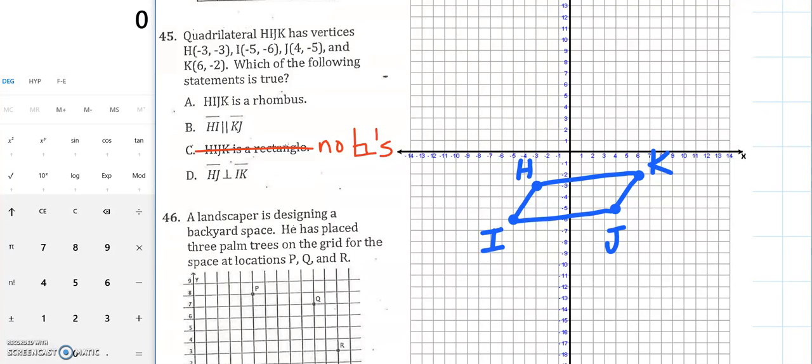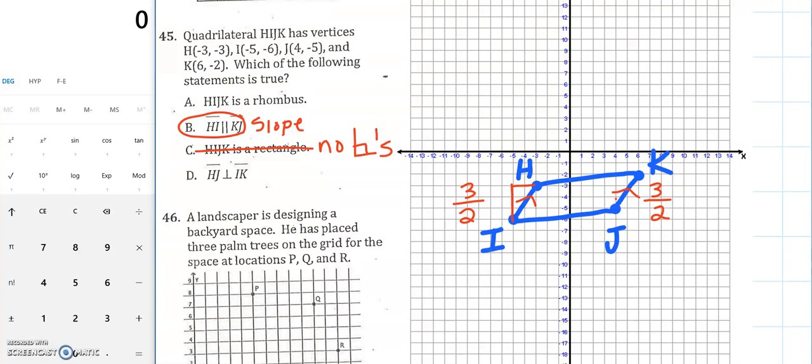Part B says HI, which is the left side, is parallel to KJ. Well, the way I would test that is by using slope. So let me check to see if the slope of the 2 lines is the same. Now I'm taking a look at HI. I'm going to start at I. I'm going to rise 1, 2, 3, and run 2. So it has a slope of +3/2. Now for JK, again up 1, 2, 3 over 2. Again, the slope is 3/2, so yes, these are parallel. So that's something I know for sure. So that's probably going to be my answer.